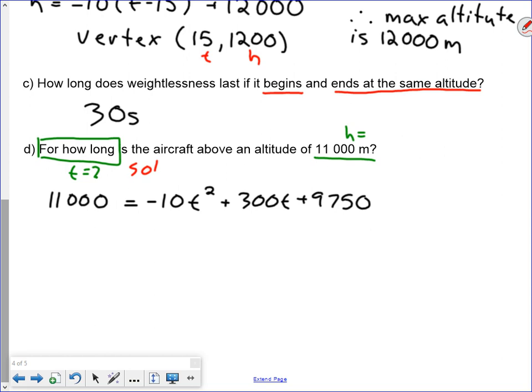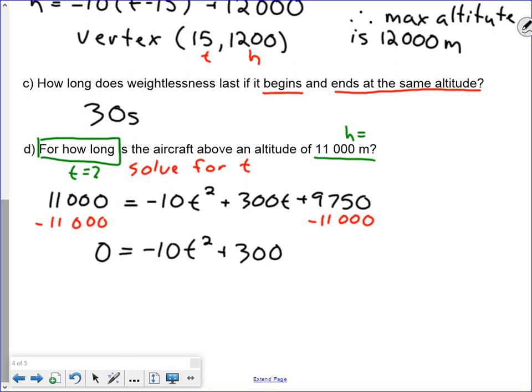The first thing we have to do, though, is this: quadratic equations, we can only solve them if we have 0 on one side and everything else on the other side. So we're going to subtract 11,000 from both sides to get our equation in the proper form. This doesn't change any of these first terms. It's just going to change this constant term, and it's going to make it minus 1250.